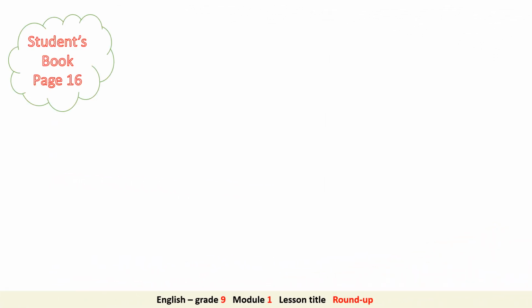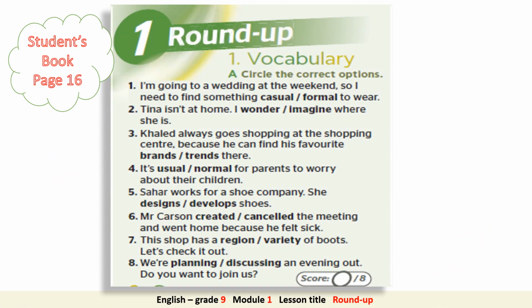Okay, now let's go to students book page 16 and do this exercise. It says circle the correct options. Here we have 8 sentences. In each sentence we have 2 options. We are going to choose the correct one. What I want you to do now is to pause the video and do it by yourself. Go on. Okay, now let's do it together.